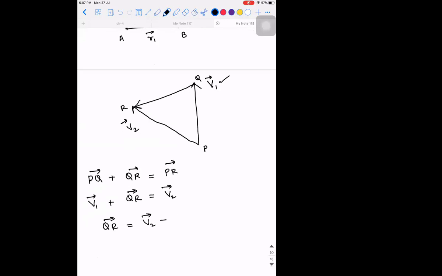So QR vector is what then? V2 vector minus V1 vector. Then what can I write this as? Just like how I wrote delta R, I can write this as delta V. Excellent. Are you guys clear with these two points?